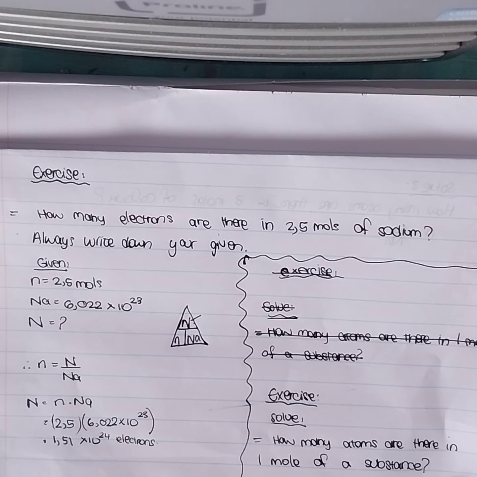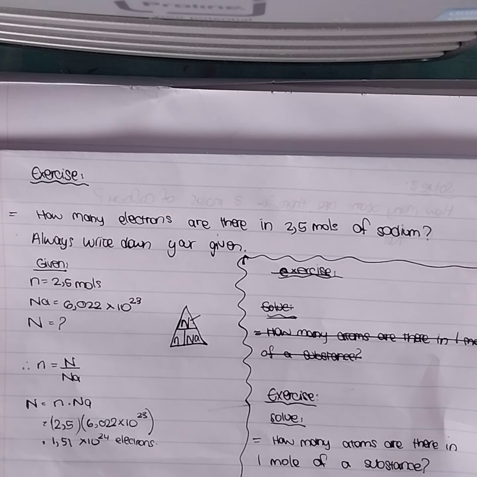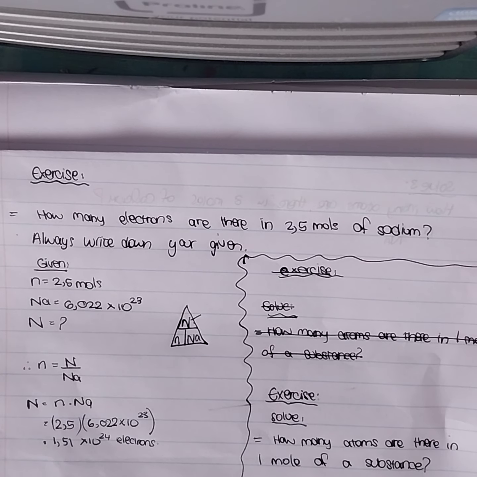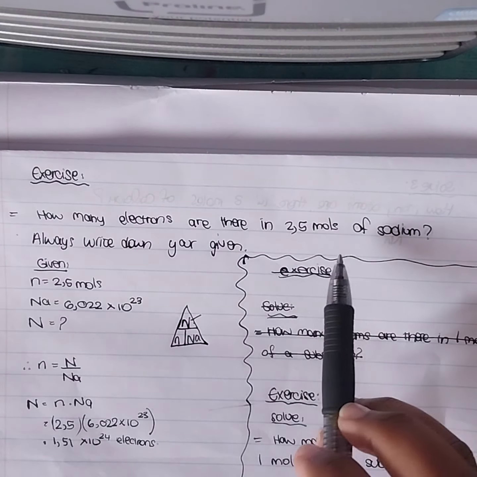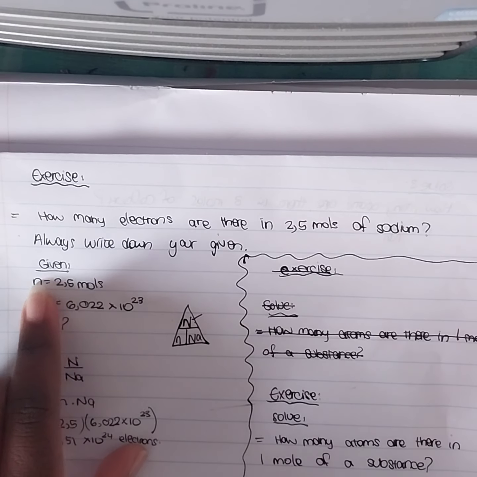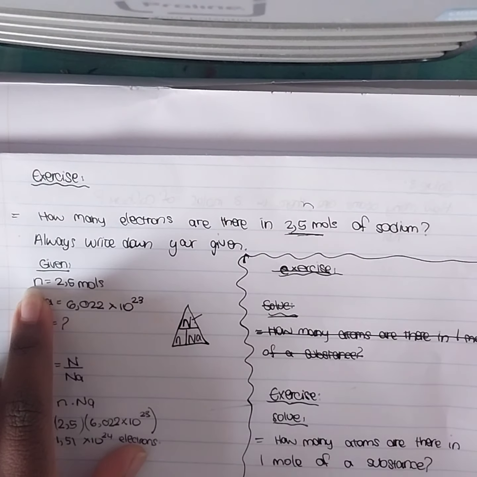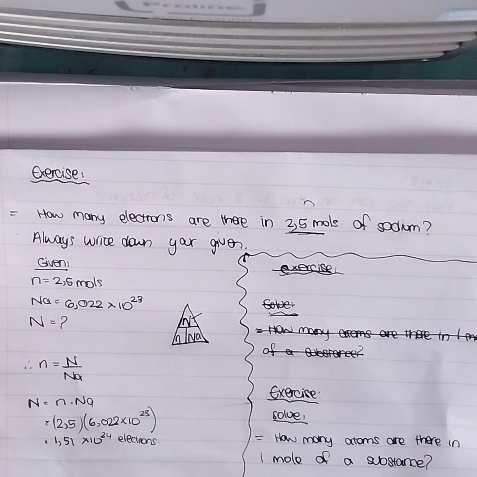So here's an exercise that I did for you guys, and there are other three that I'm going to be doing with you. So the first one says here, how many electrons are there in 2.5 moles of sodium? Usually, sometimes the questions come with elements in the periodic table, so don't stress yourself, okay? So always write down your given because your given always helps you out. So your n is your number of moles, that's your small letter n there. Your Na, your Avogadro's constant, which does not change.